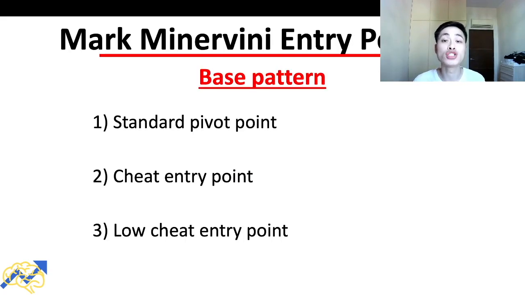So the cheat and low cheat entries are a few of Mark Minervini's entry points. In total, Mark Minervini has 3 entry points in a base pattern. So the first is the standard pivot point, the second is the cheat entry, and the third is the low cheat entry point. So in today's video, we'll be taking a look at the cheat entry and the low cheat entry point. While these 3 offer different entry points in a base pattern, they all share the same similar characteristics.